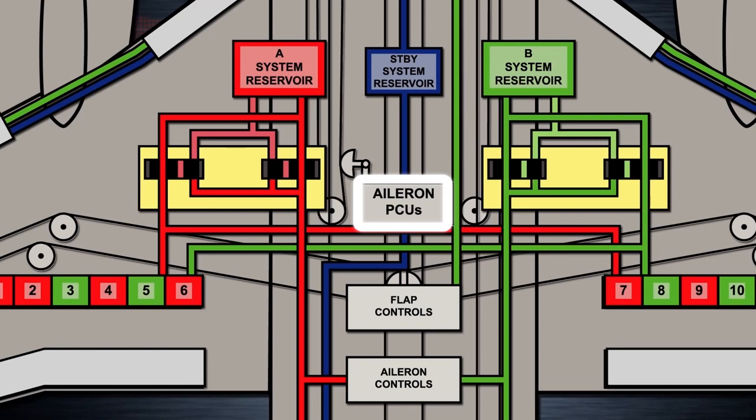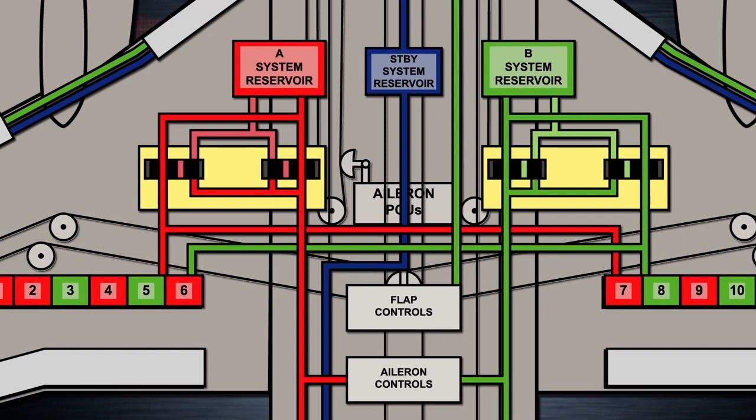Under normal operation, each hydraulic system controls a single aileron. In case of a hydraulic system failure, the working system may control both ailerons. In case of a total hydraulic failure, ailerons are still controllable mechanically. This condition is known as manual reversion.